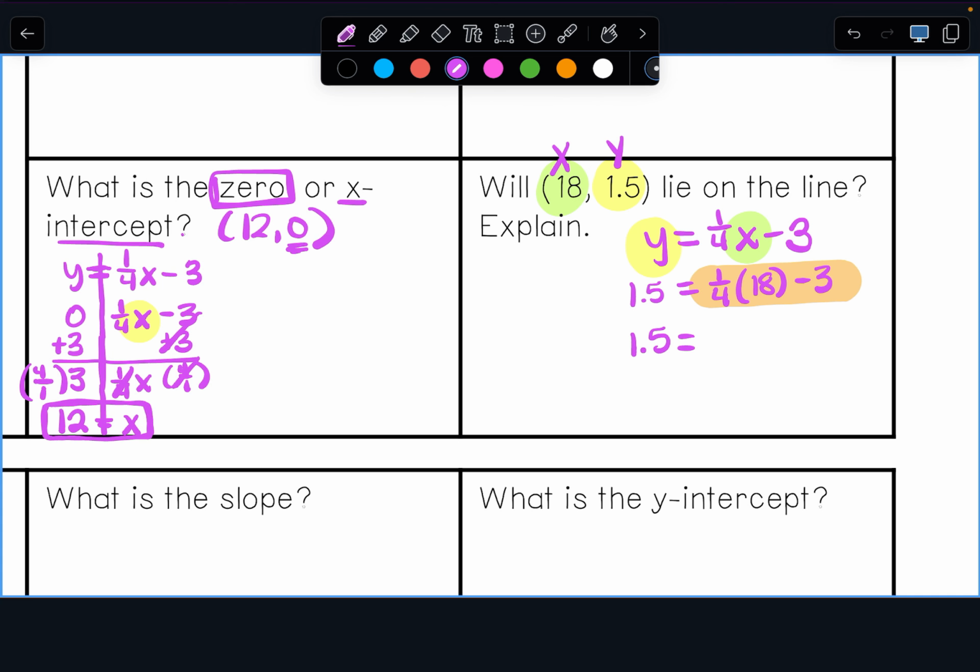That's what it gave you? Yep, I got 3 over 2. Are they equal? Wait. What is 3 over 2 as a decimal? 3 over 2 as a decimal is 1.5. So, since they are equal, yes, that point does belong to that equation. That point will lie on that line.